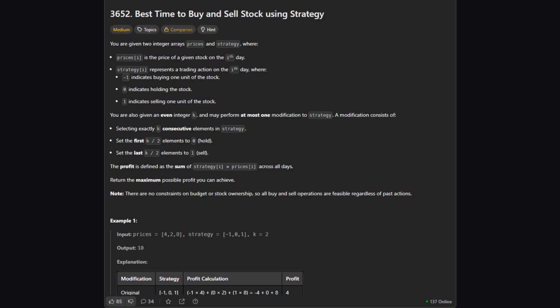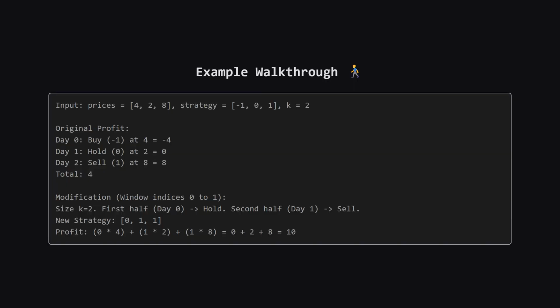Let's call it K. Here's the catch. We can make at most one change to our strategy. This change involves picking a block of K consecutive days. For the first half of those days, we force the strategy to be hold, 0. For the second half, we force the strategy to be sell, 1. Our goal is to pick the best possible block, or maybe no block at all, to get the highest total profit.